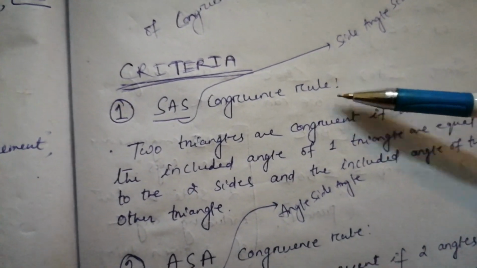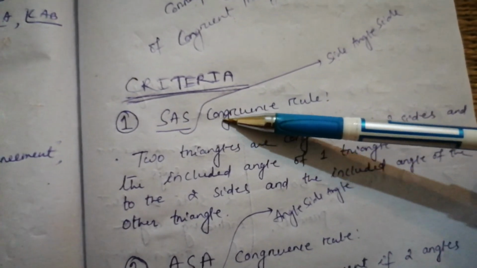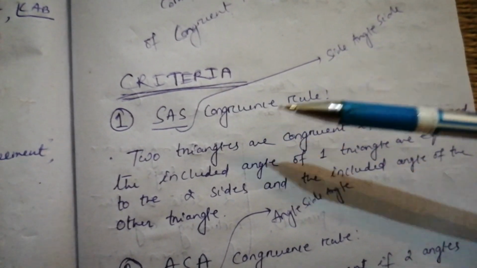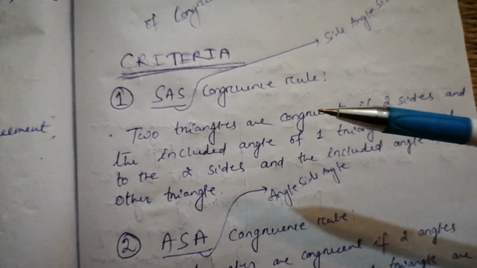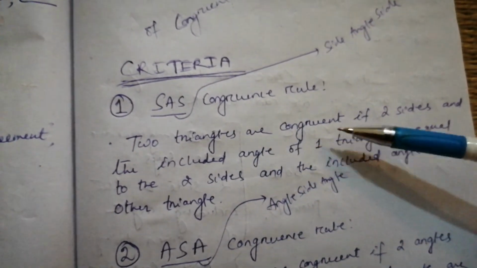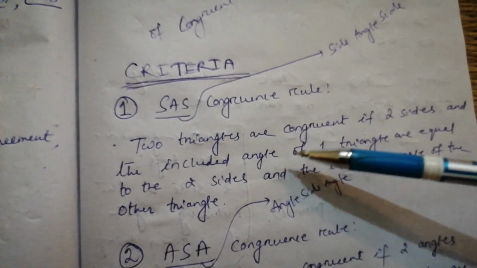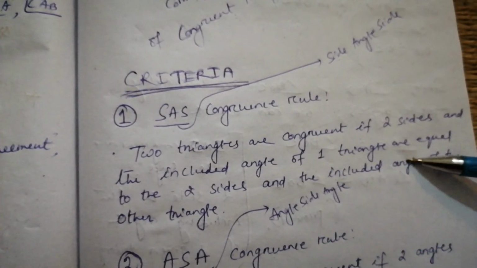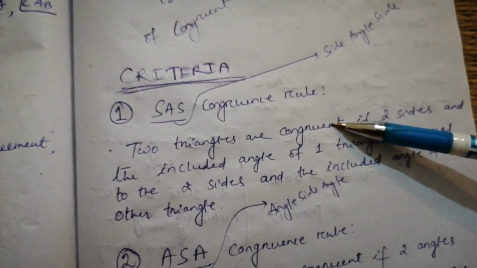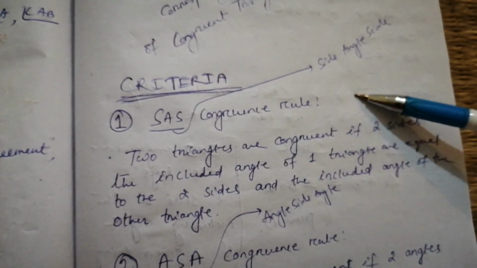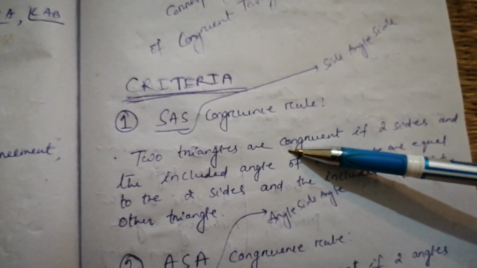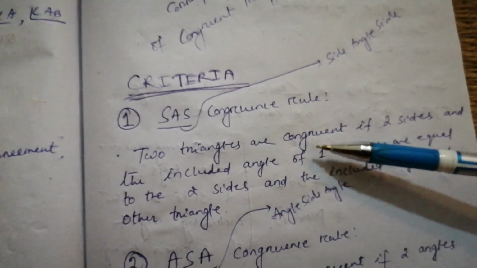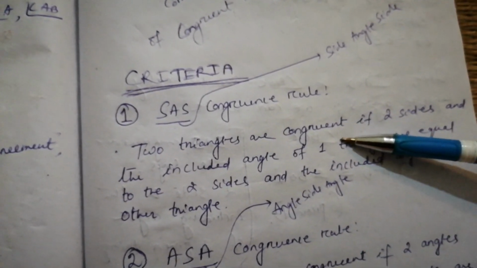Number 1 criterion is the SAS congruence rule. What is SAS? SAS means S for side, A for angle, and S for side. So the theorem is like this: two triangles are congruent if two sides and the included angle of one triangle are equal to the two sides and the included angle of the other triangle. So this is two sides and one included angle. If this is the same for the two triangles we consider, then these two triangles are congruent.